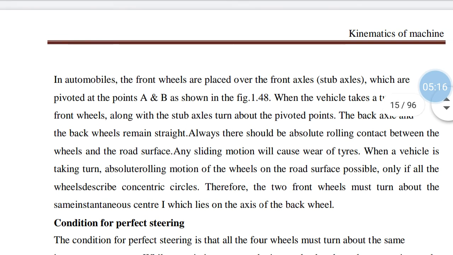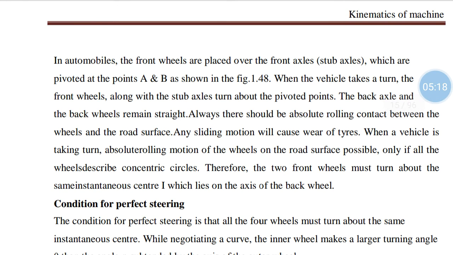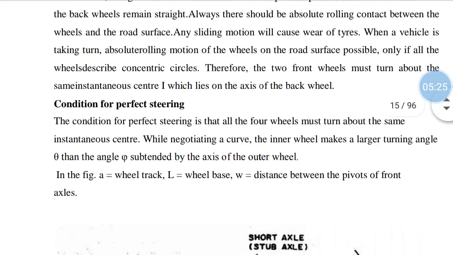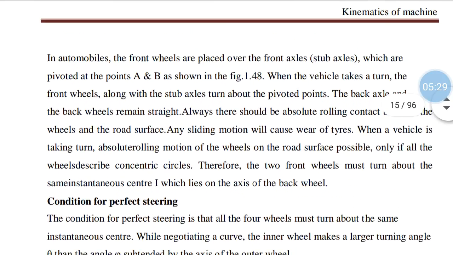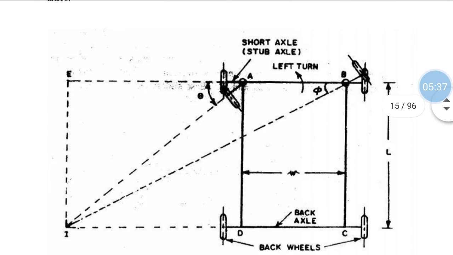In an automobile, the front wheels are placed over the front axle stub, which we call stub axles, pivoted at points A and B as shown in the figure. See this A and B. When the vehicle takes a turn, the front wheel along with the stub axle turns about the pivot points. A is a pivot point and B is a pivot point. Wheel A will turn to a new position, and B will also turn, taking the turn.